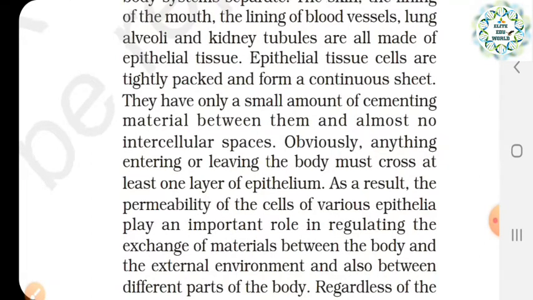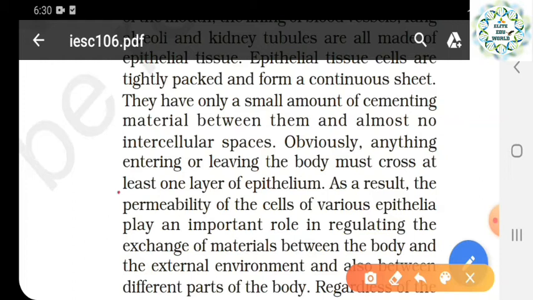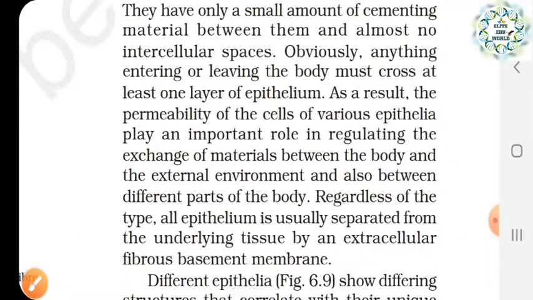So obviously anything entering or leaving the body must cross at least one layer of epithelium, because this epithelial layer is present around the organs, around the body or the system. It separates different systems, so whatever material is moving in our body must cross at least one layer of epithelium, whether it is the covering of an organ, inside our blood vessels, or inside our alveoli. As a result, the epithelium is permeable, sometimes semi-permeable.